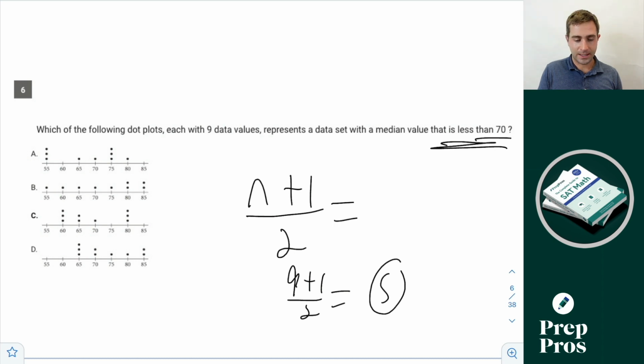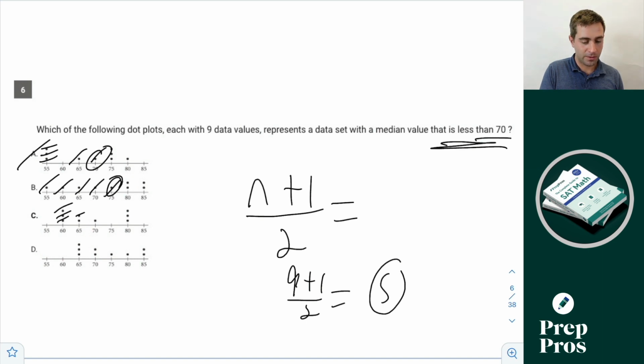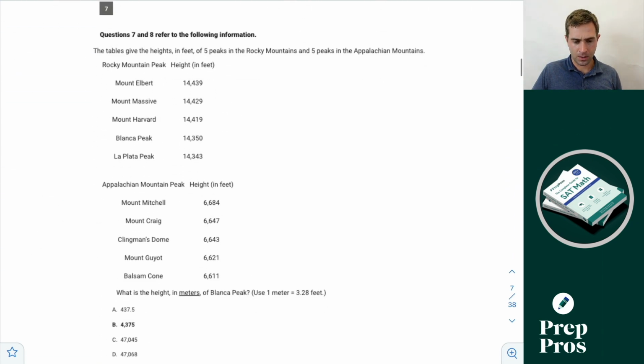So less than 70. 1, 2, 3, 4, 5. That would be 70. So 1, 2, 3, 4, 5. This one would be our median. 1, 2, 3, 4, 5. Our fifth value would be our median. That's why we can see C is correct.